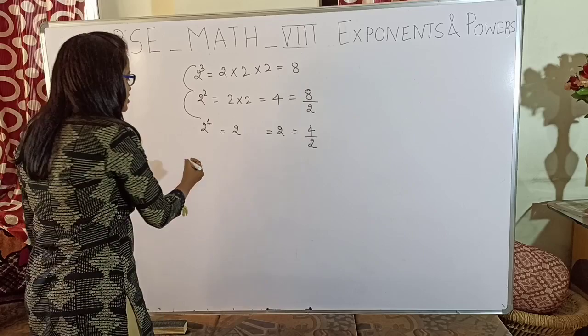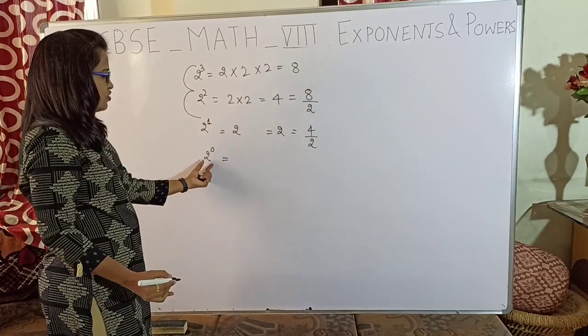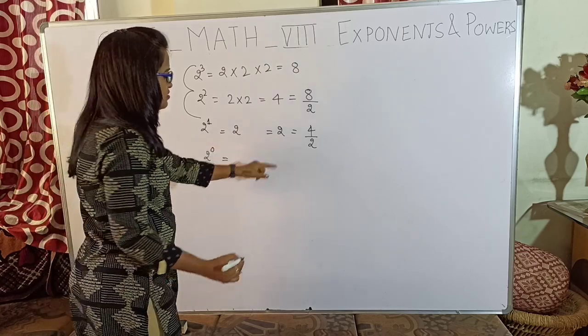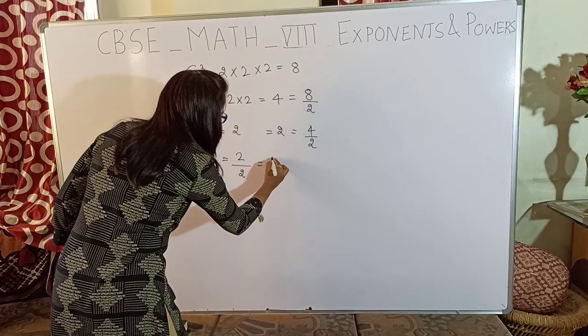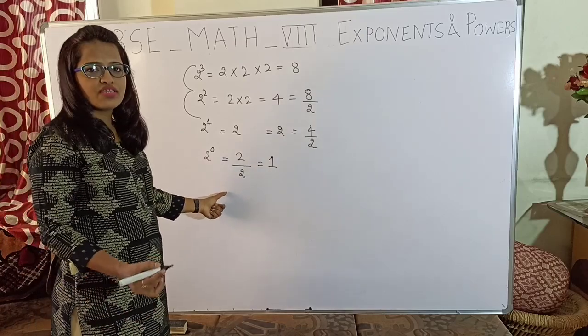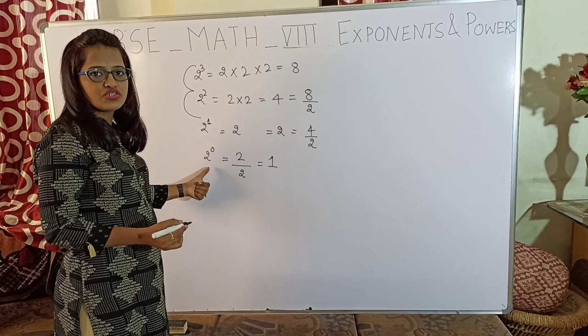By the same logic, if I have to find the value of 2 raised to 0, how could I find it? Whatever is the value of the previous number, I have to divide it by 2. So what do I get? I get it as 1. So each next number is half of the previous number. Why half? Because the base is 2.